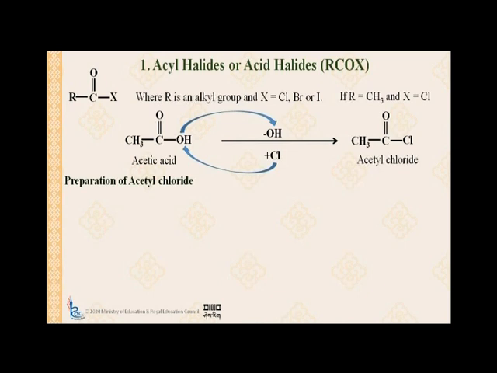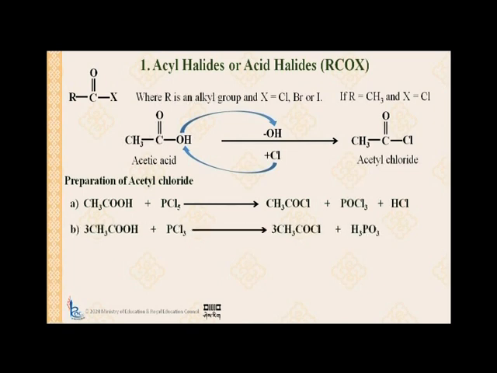Okay, now let's go to how acetyl chloride is prepared in the lab. There are 3 methods in which acetyl chloride can be prepared in the lab, depending upon the availability of the resources. First, you react acetic acid with phosphorus pentachloride, and you get acetyl chloride. The second method is to react acetic acid with phosphorus trichloride, and here also you get acetyl chloride. The third method is to react acetic acid with thionyl chloride, and here also you get acetyl chloride. So we have 3 methods. Which method to use depends upon the availability of the resources and such things.